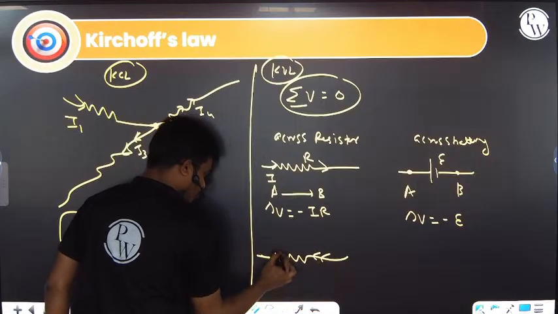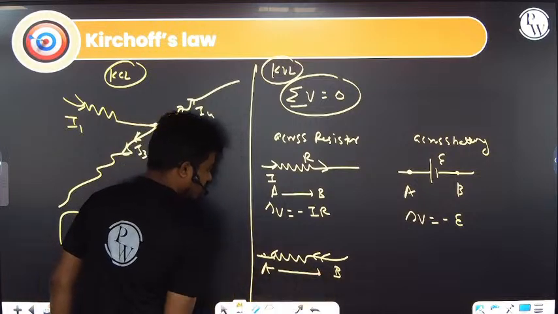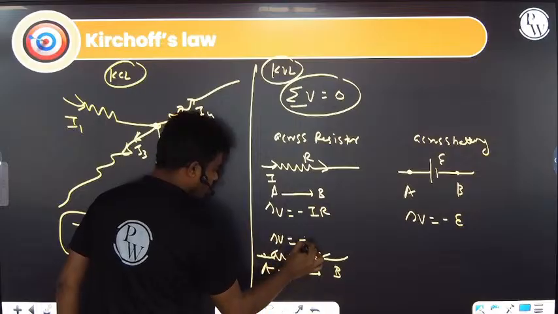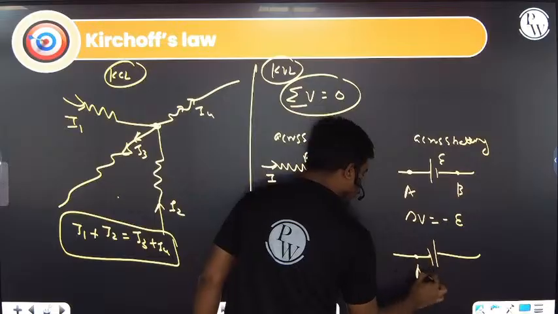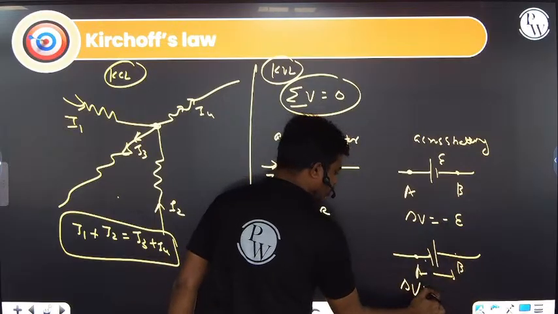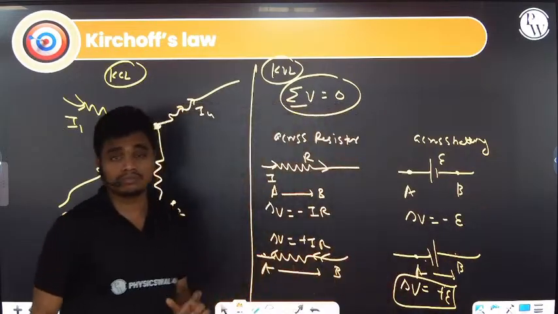Second case, the reverse case: suppose the current is flowing opposite, but we are moving from A to B, opposite to the direction of current. In this case, what will we write? Delta V is plus I into R. And on the battery side, when we are moving from negative to positive, delta V equals plus E. So these are the conventions that we have to take while solving problems with Kirchhoff's law.